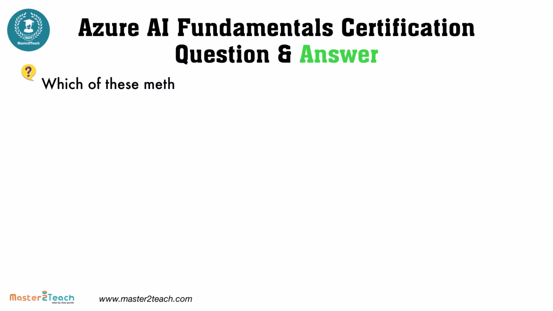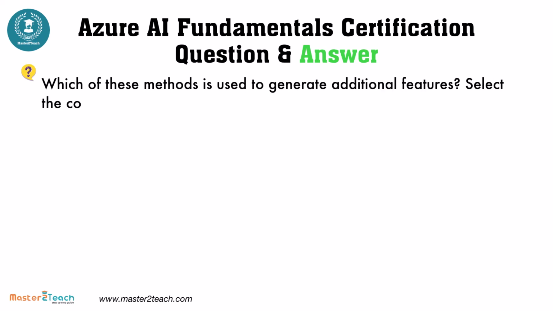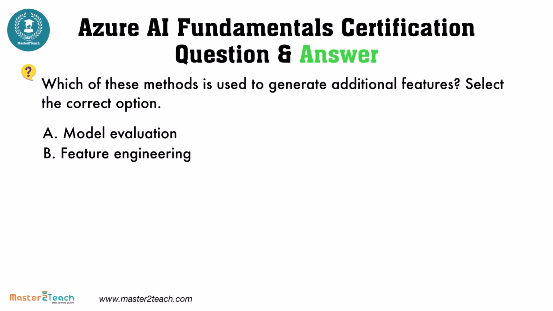Which of these methods is used to generate additional features? Select the correct option. The options are A. Model evaluation, B. Feature engineering, C. Feature selection, D. Model training.